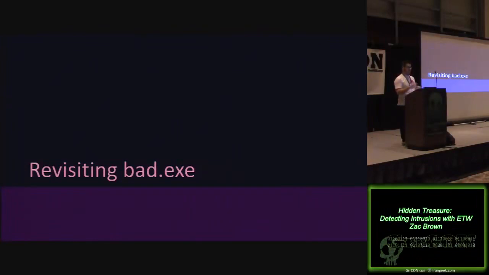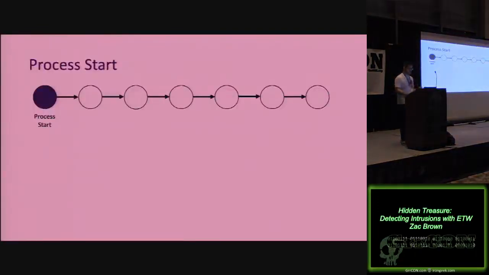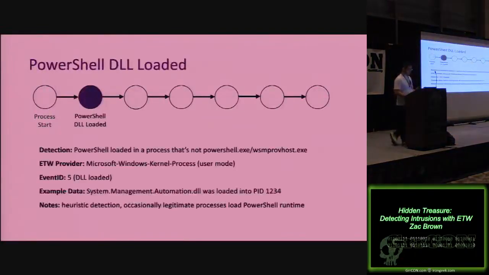Let's revisit what we might have seen if we'd had ETW logging. So in this case, we got our process start. Nothing fancy there, but hey, we saw it load the PowerShell DLL. So you can imagine this is like what I was talking about. You see it load system.management.automation.dll. Nothing fancy there. We've already talked a little bit about the data. In this case, it's event ID 5 for the DLL load. This is, again, a heuristic detection. It's not a detection that you can necessarily just blast everywhere and expect it to work 100%, but it should have a pretty low false positive rate, in my experience.